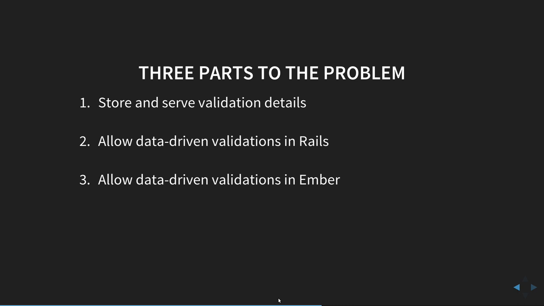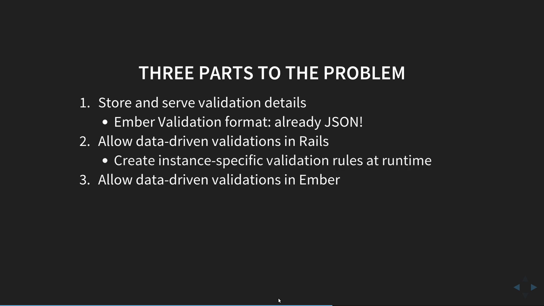The first part was that actually now, instead of declaring my validation details somewhere in code, I now simply want to store them and serve them up. And then I need to allow validation in Rails and validation in Ember to be dependent upon the stored validation rules. So the handy thing here is that the format for Ember validation is already JSON, so it seemed a completely straightforward step to use the Ember validation format as my storage format.